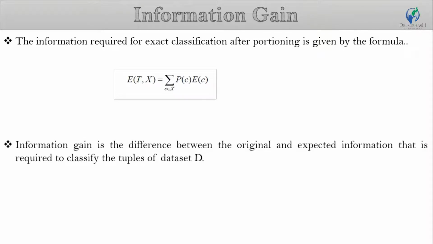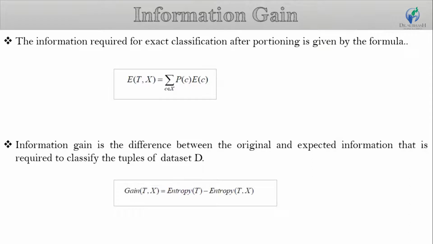Information gain is the difference between the original and expected information that is required to classify the tuples of dataset D. For that, we use this formula: gain of T comma X is equal to entropy of T minus entropy of T comma X. Gain is the reduction of information that is required by knowing the value of X. The attribute with the highest information gain is chosen as best, as we discussed earlier.